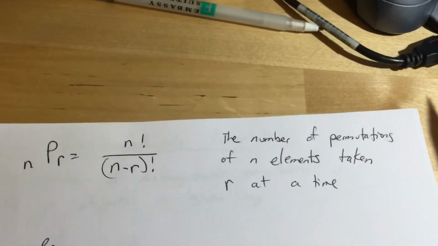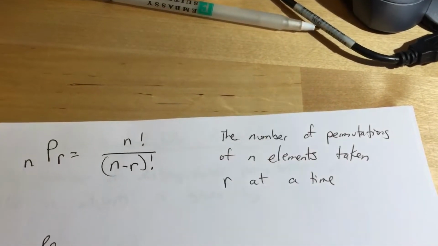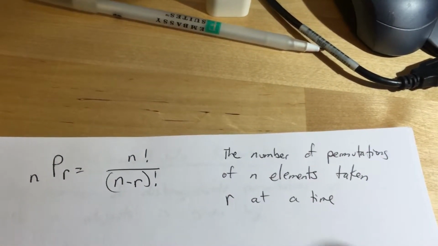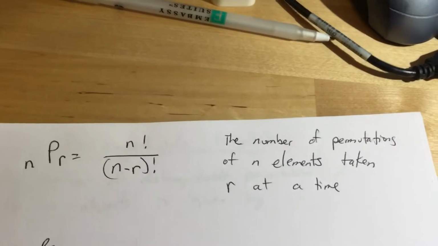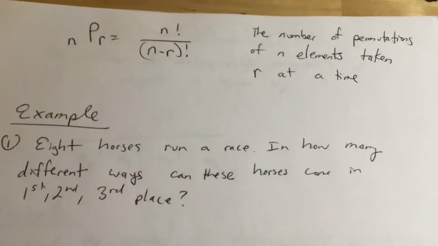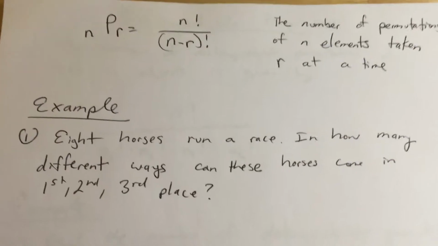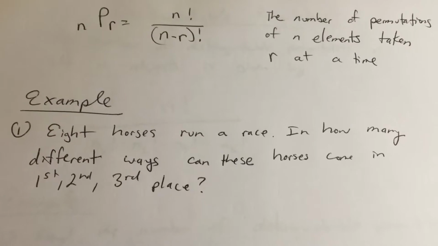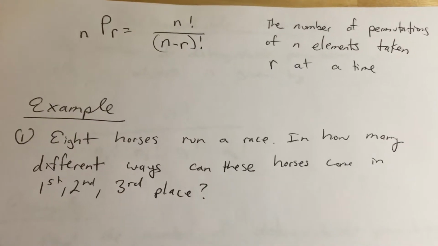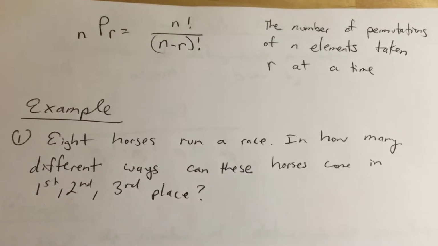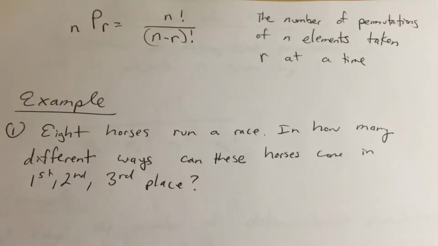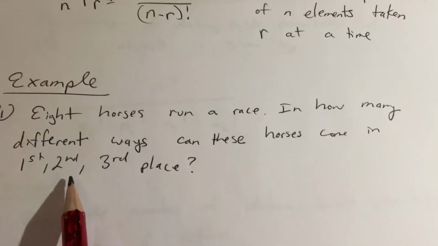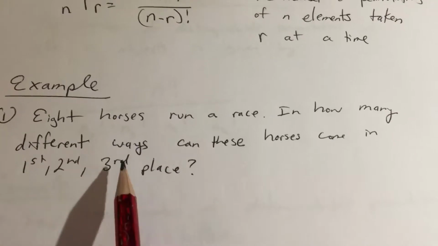We're going to look at all of our letters or children as a whole, but then we're only going to look at a subgroup of them. Let's look at an example, and hopefully this will make a little more sense. Here's our example: 8 horses run a race. In how many different ways can these horses come in first, second, and third place? I'm not only looking at my 8 horses, where there are 40,320 different ways those horses can come in. More specifically, I want to know how many different ways first place, second place, and third place can come in.